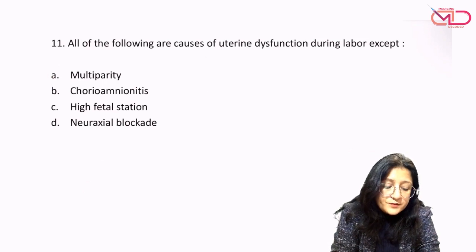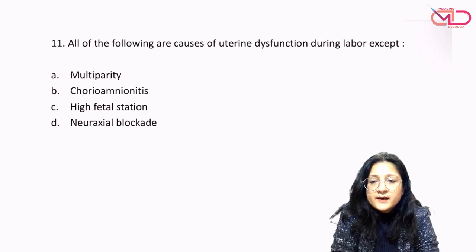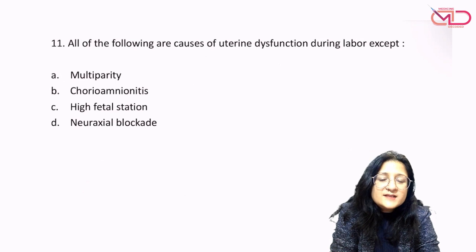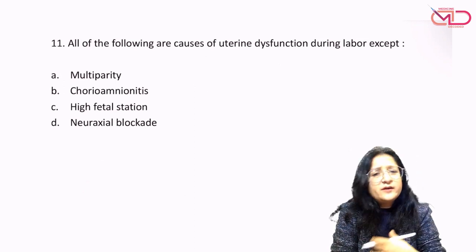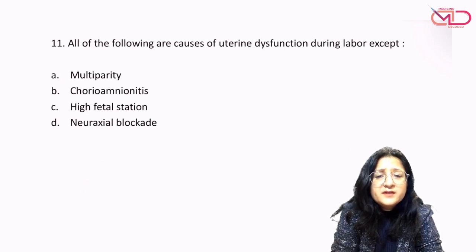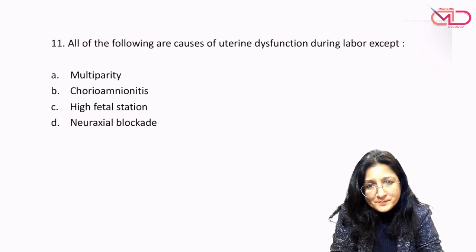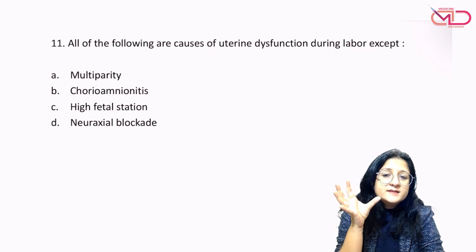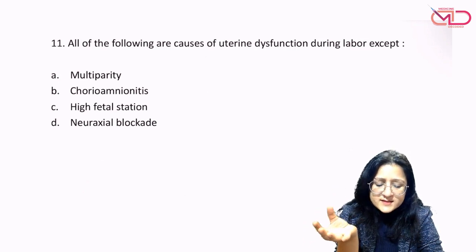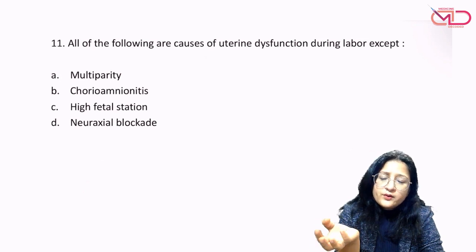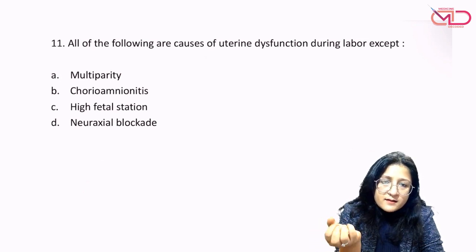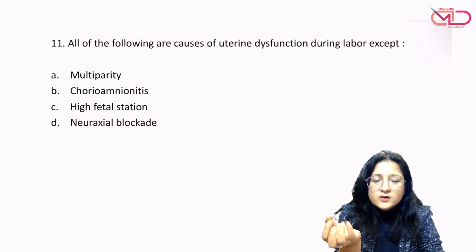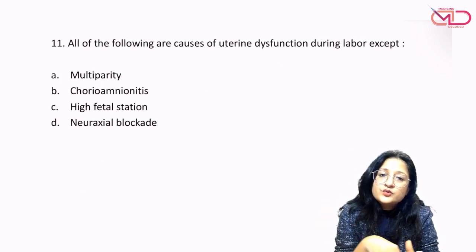All of the following are causes of uterine dysfunction during labor except, right? So you don't need to mug up too many lists for answering this question. Uterine dysfunction during labor, or uterine dystocia, or abnormal labor progression, I have emphasized, remember the three P's, right? Power, passage, and passenger. Okay. So yes, chorioamnionitis is a situation where there is infection of the chorion and amnion, and the uterus is tense and tender, and it can also interfere with uterine contractility, causing uterine dysfunction. So chorioamnionitis, yes, can cause uterine dysfunction.